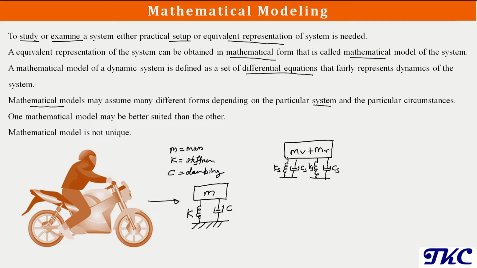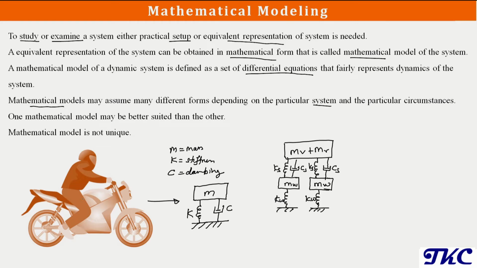Now we can also treat the two wheel masses separately. For the back wheel we will have the mass of the wheel, and for the front wheel again the mass of the wheel. Each wheel also has some stiffness, which we represent as kW for the back wheel, and similarly kW for the front wheel. Now this is another representation of this system.